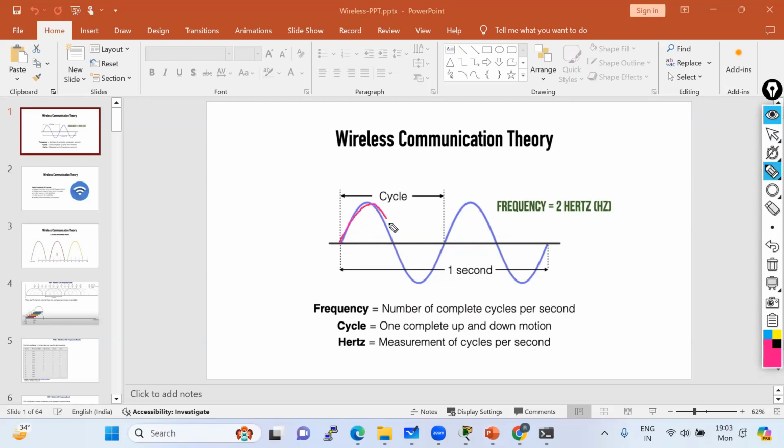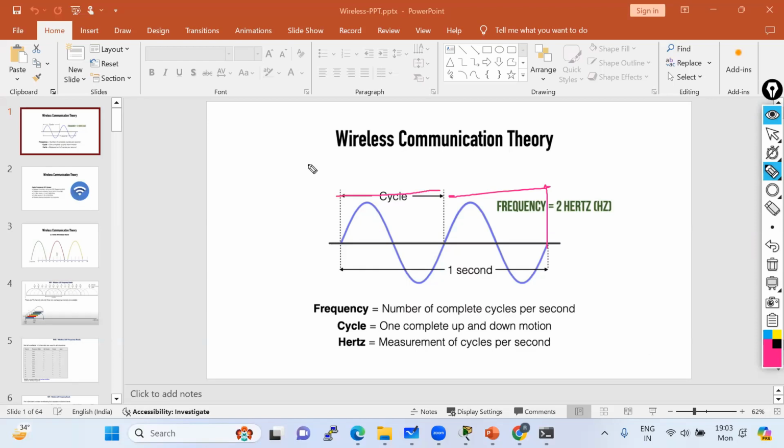A complete cycle is when you go up, come back to zero, go down, and again come to zero. So in 1 second, how many cycles are you going to take? In this example you can see in 1 second there are 2 cycles. This is one cycle and this is another cycle, so 2 cycles are completed. In a real scenario it might be more or less, and this is measured in hertz. Measurement of cycles per second is known as hertz. So all communication is going to happen in hertz format, right?